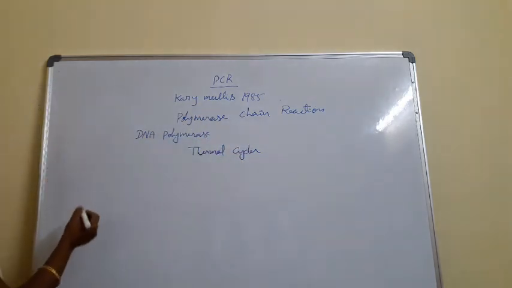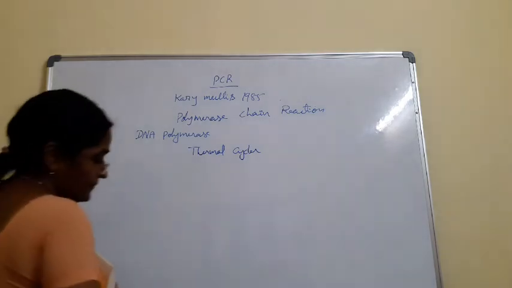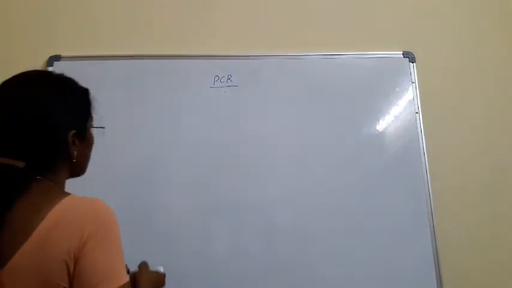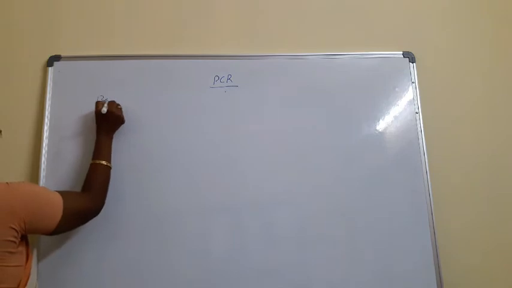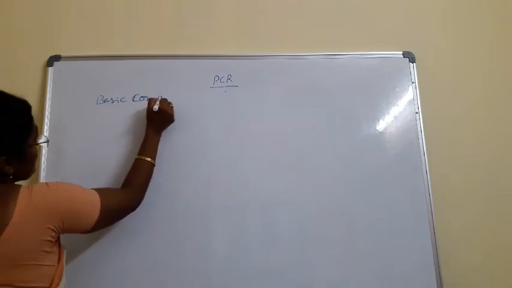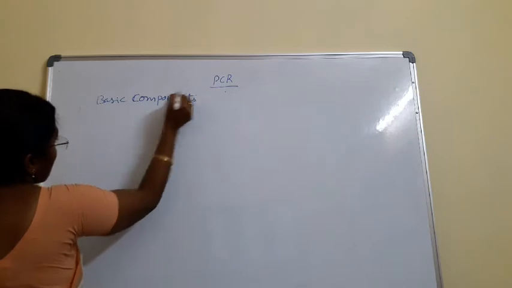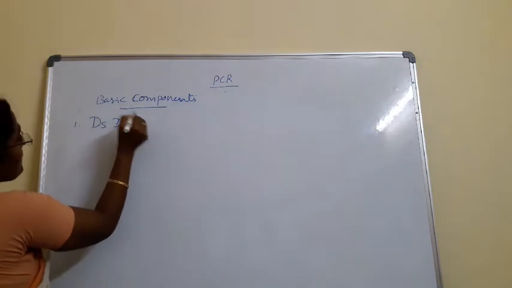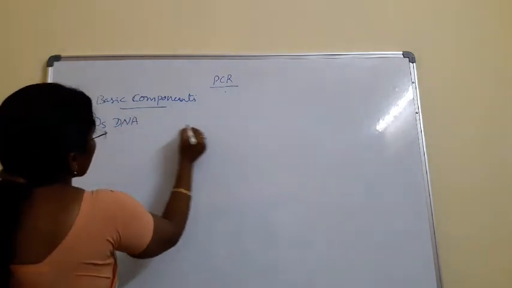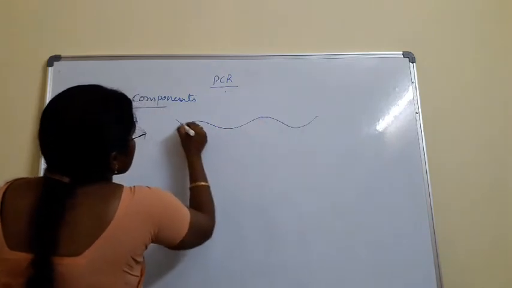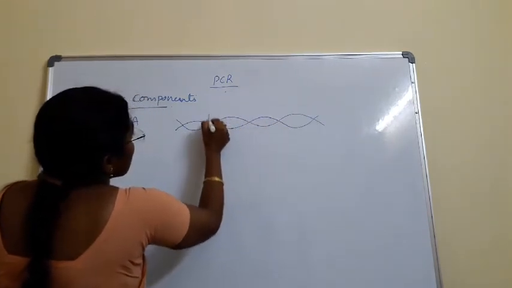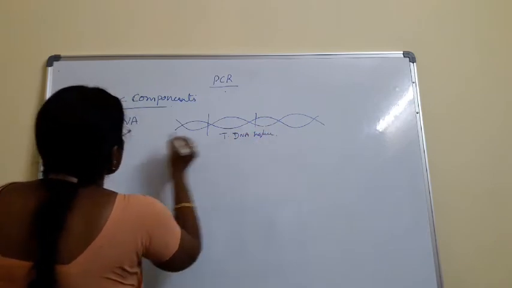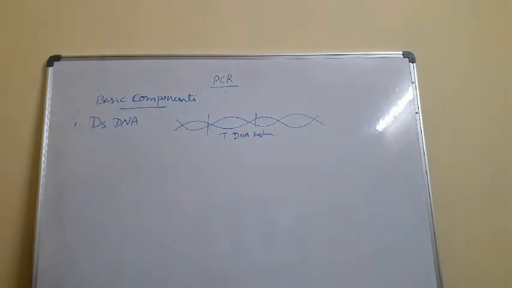Then what are the components of PCR? Here, 4 types of basic components are required for the PCR reaction. First one is double-stranded DNA. It is the main source of the target DNA sequence. This is the double-stranded DNA, and this is the target DNA sequence.